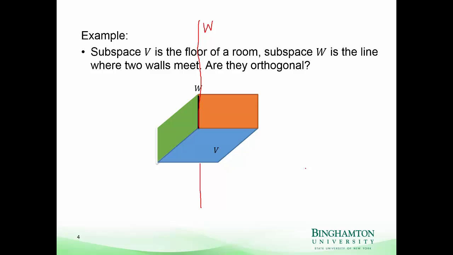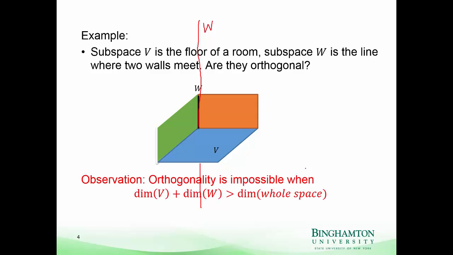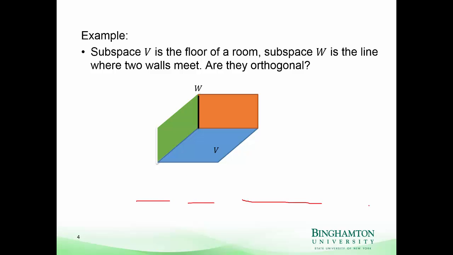So there is no pair where one is in W and one is in V where the two vectors are not orthogonal to each other. And so what we see here is that, in a more theoretical course, we would prove this: the orthogonality of two spaces is impossible if you add up the dimension of one space plus the dimension of the other space, and that is greater than the dimension of the whole space. So that's the case that we had on the previous slide.